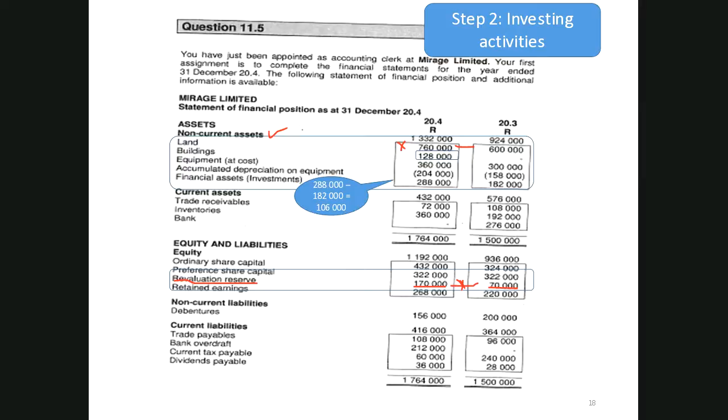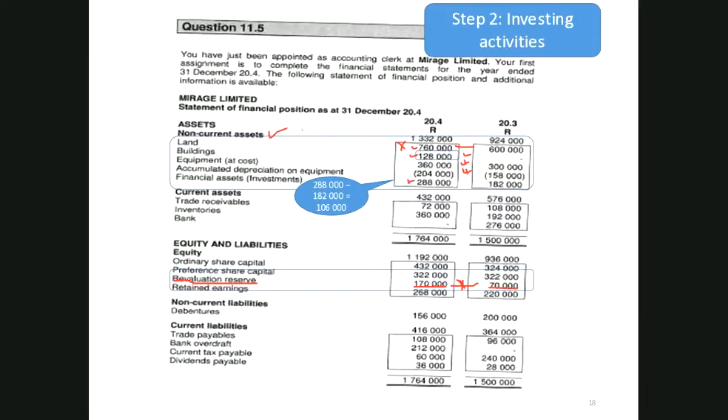Buildings, there's nothing last year, 128,000 this year, so that immediately looks like an addition of property, plant and equipment. Equipment we've already done, accumulated depreciation on equipment we've already done, so we don't need to worry about those two. We're just here looking now at land and buildings, and then finally we're also going to look at financial assets.